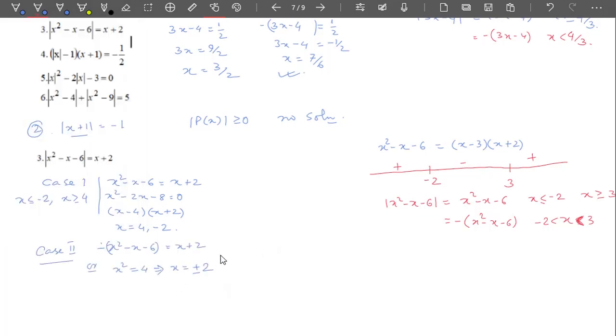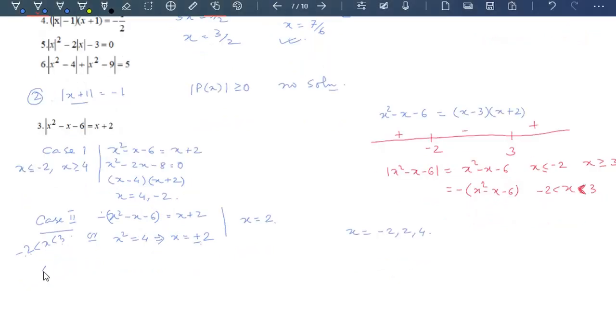This is the solution in this case. In case 2, when x lies between minus 2 to 3, minus 2 is not taken, and 2 lies in between minus 2 to 3. So here the admissible value is plus 2 only. So the solution of this system is x is equal to minus 2, plus 2 and 4.